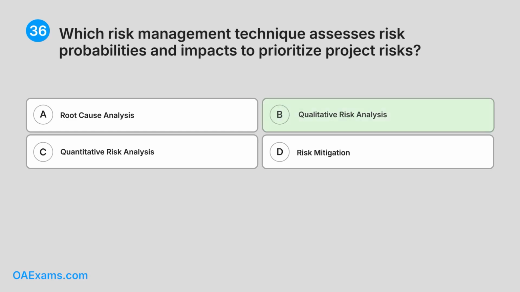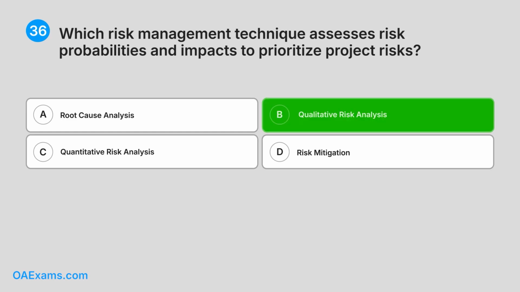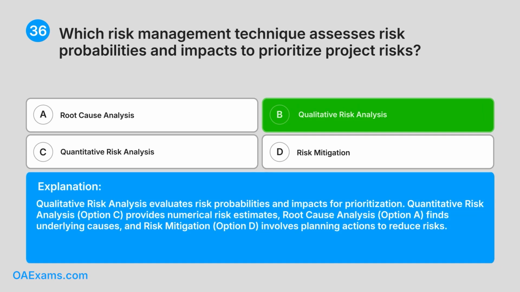Correct answer. B. Qualitative risk analysis. Explanation. Qualitative risk analysis evaluates risk probabilities and impacts for prioritization. Quantitative risk analysis, option C, provides numerical risk estimates. Root cause analysis, option A, finds underlying causes. And risk mitigation, option D, involves planning actions to reduce risks.